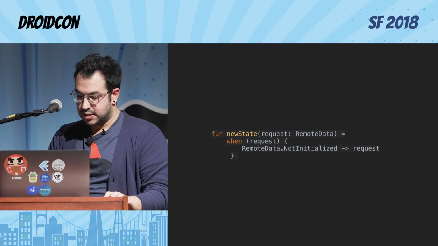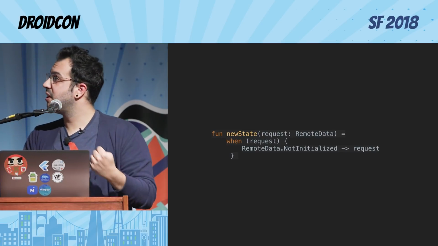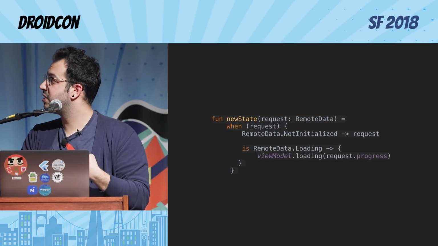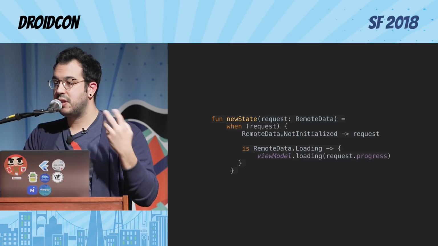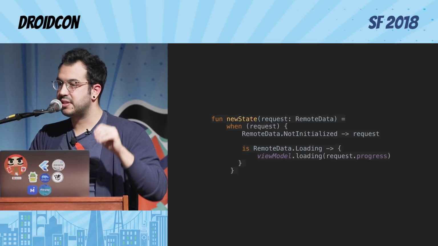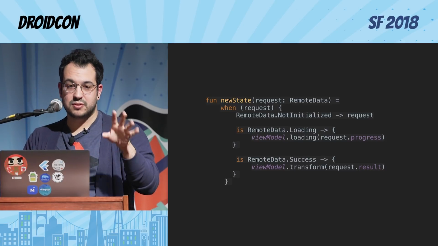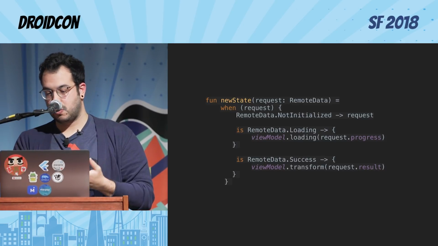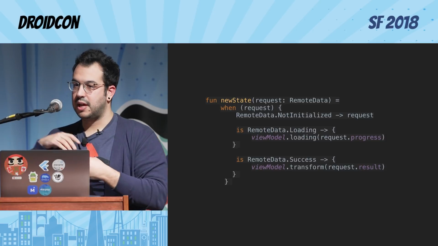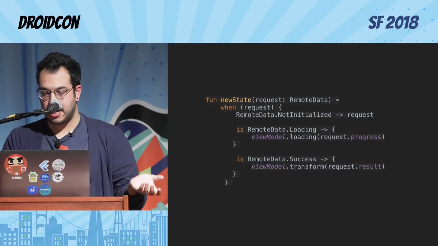So for example, when we get the request and it's not initialized, we just want the request to execute. When it's loading, we actually want to update the view model and say, hey, it's loading, this is the percentage, please update the UI. When it's success, we want to do the same but transforming: from the request, I'm going to get the data that I really want, and the UI will be updated with this. And the same for the failure, right?